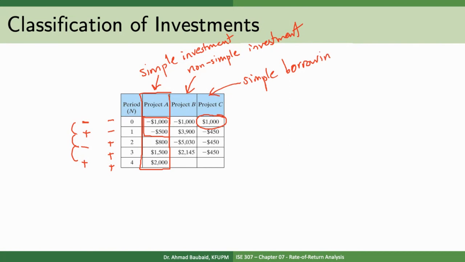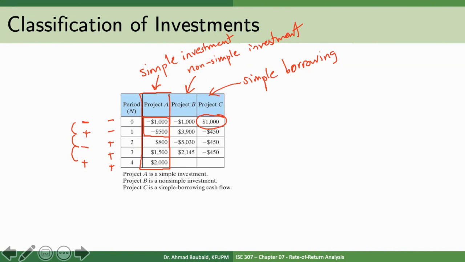So this is maybe just a quick exercise about how to distinguish between them. Again, A is simple, B is non-simple. Both are investments because the first initial cash flow is negative. And then C is simple borrowing because the first initial cash flow is positive and there's only one sign change.